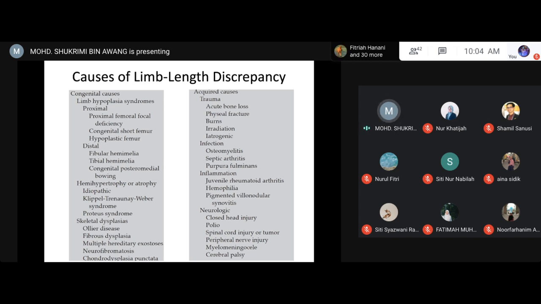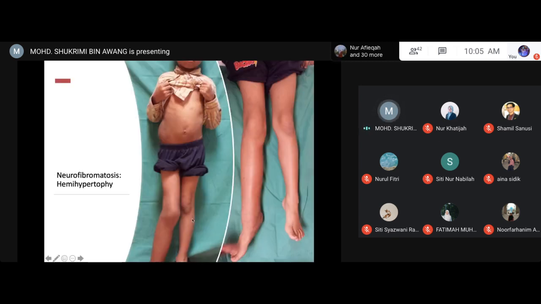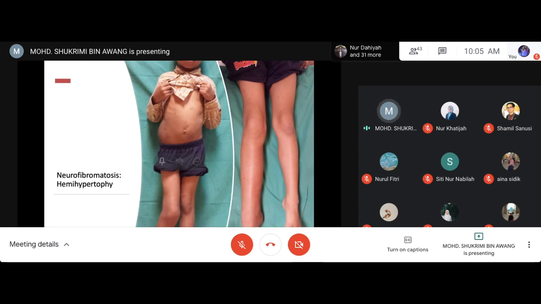In terms of congenital, it can be deficiency, meaning not well developed, or hypertrophy or hemihypertrophy, atrophy or hypertrophy. Or we call it skeletal dysplasia, a problem with the bone. For example, what you can see in this patient, what happened to this leg? Which one do you think is abnormal? Right or left?